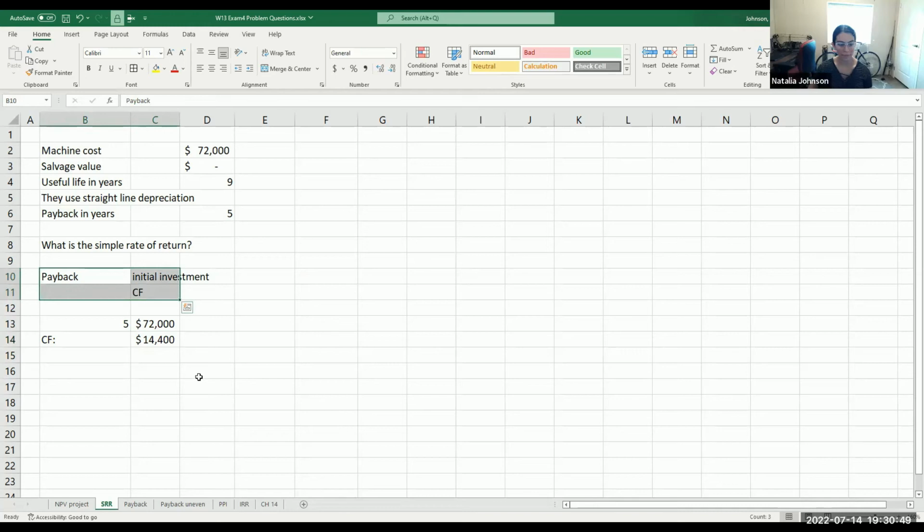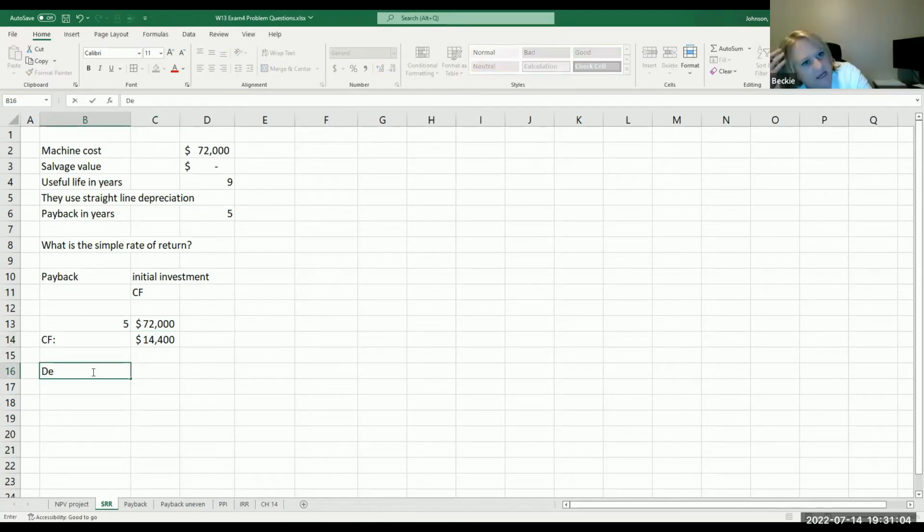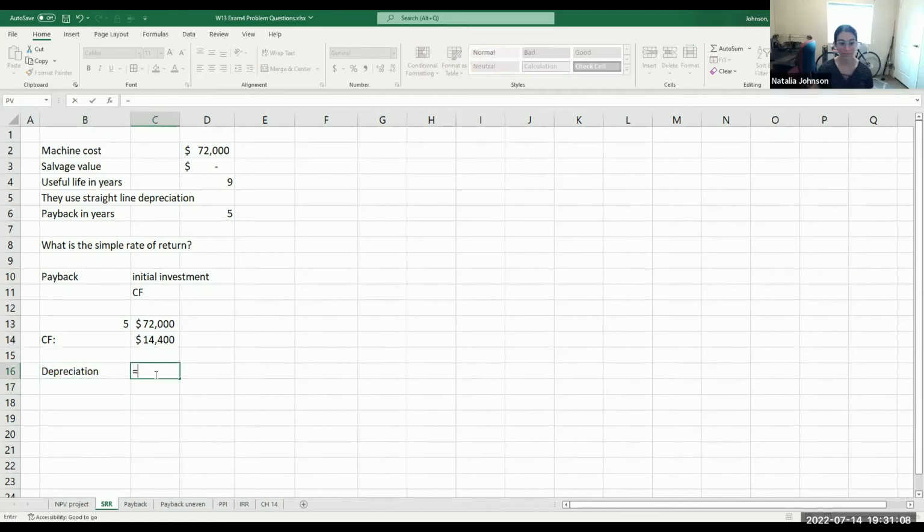Right here. So now we have cash flows. What do we have to do to get net operating income? Depreciation. But we don't have depreciation, so how can we find that? Divide 72,000 by 9.